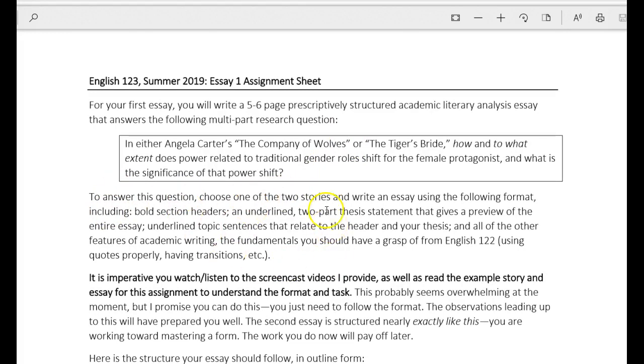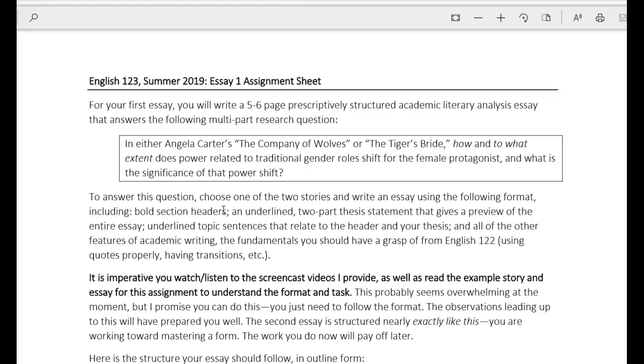So this section right here talks about how there needs to be headers, a thesis statement that's underlined, topic sentences that are underlined, and then everything else that an academic essay should have. English 123 assumes that you've taken English 122 and you basically know how to structure an essay and you know the parts of an essay. Even if you're not amazing at it, you don't have to be amazing at it. In English 123, one of the things that you do is you practice what you know and you work on it. So this is a step in that.